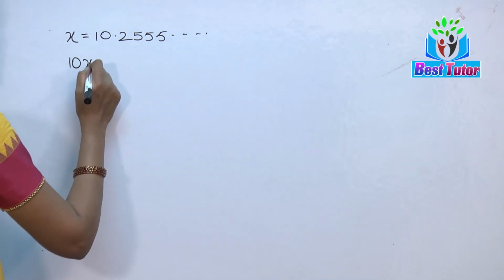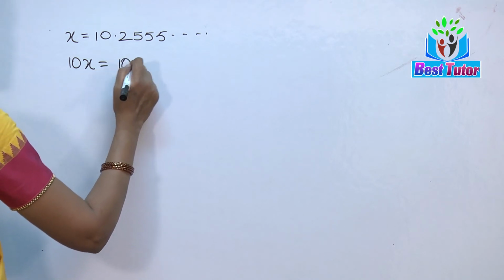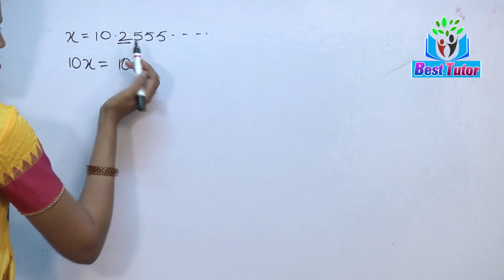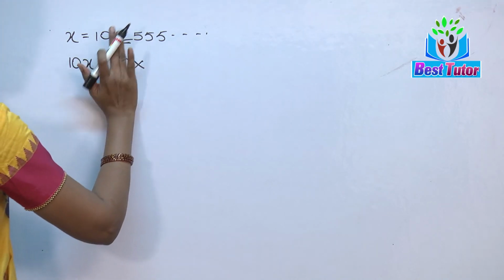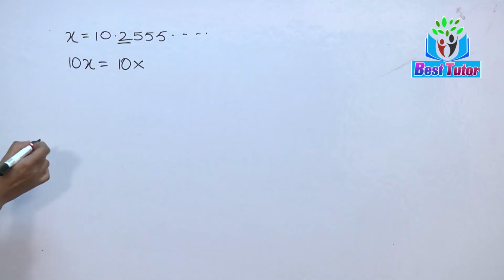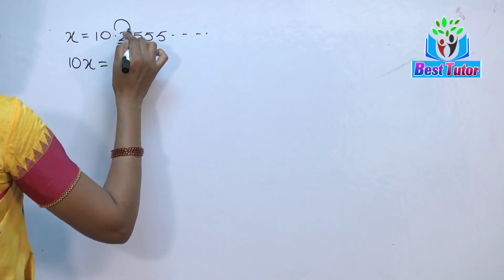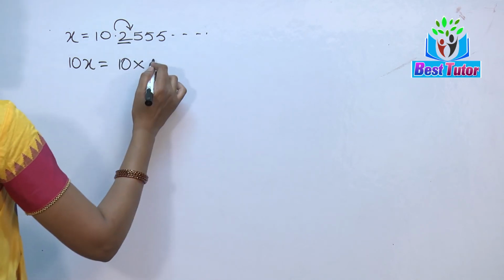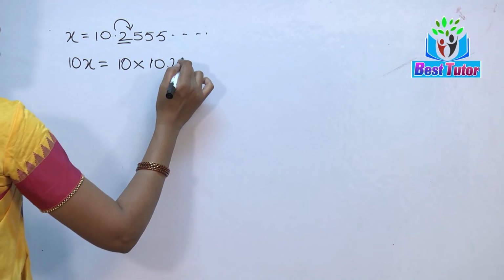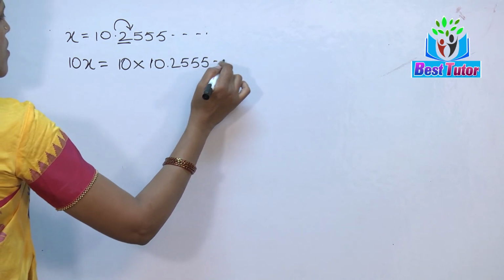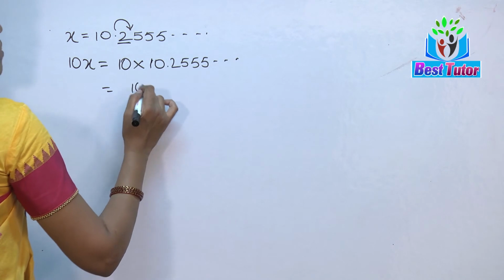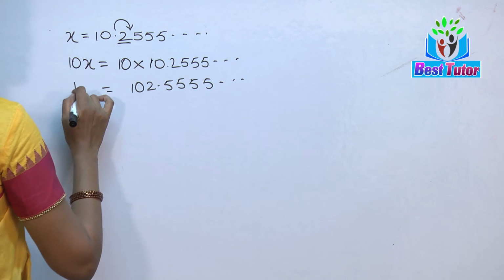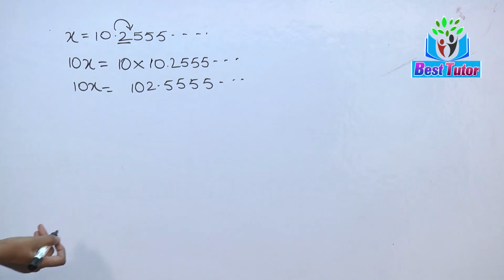Initially, I would like to convert it into a pure recurring decimal. What is the thing which is disturbing this decimal? Only 2. Had this 2 not been there, it would be a pure recurring decimal. So to remove that, I have to move the decimal point towards the right one step. I multiply with 10. So we are going to get 102.5555 and so on. So 10x is equal to 102.555 and so on.